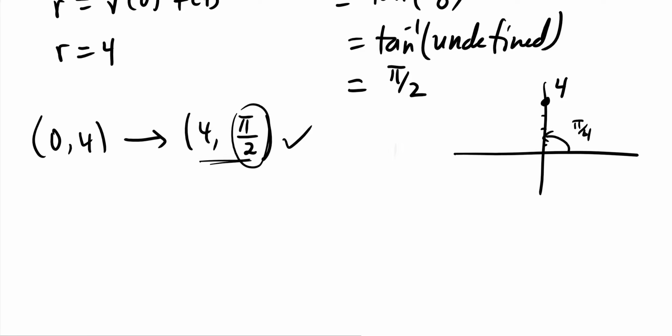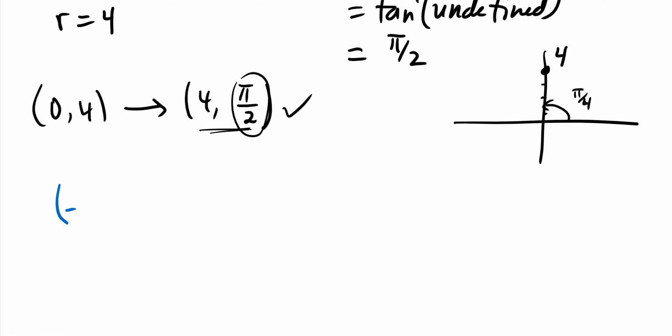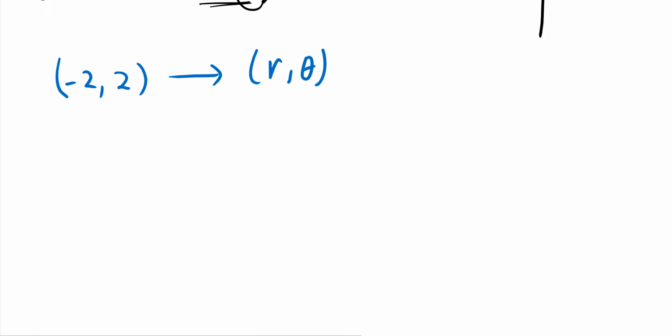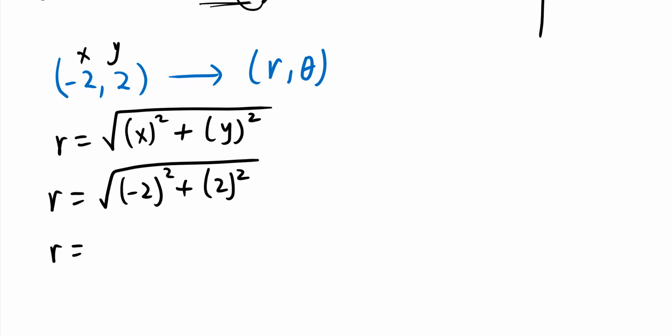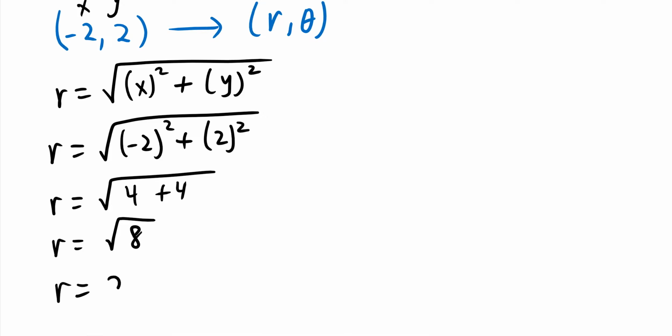Let's look at another example. -2, 2. We would like to convert this to r comma theta. Here, this is the x and this is the y. Again, r is the square root of x squared plus y squared. So r equals the square root of -2 squared plus 2 squared, which is the square root of 4 plus 4, the square root of 8. And that's 4 times 2, or 2 square root of 2.